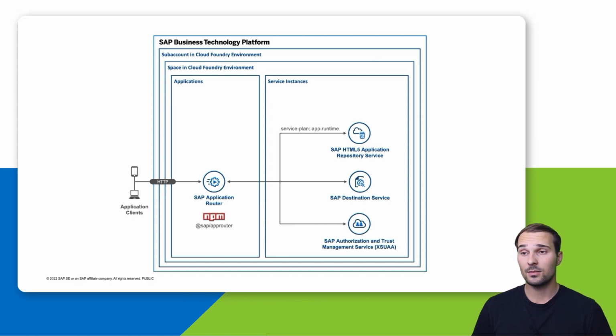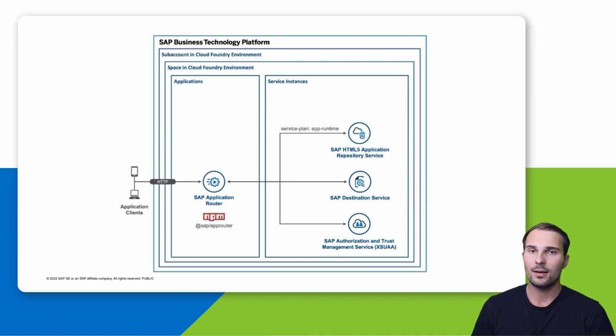Then we're going to connect this SAP Approuter with the SAP HTML5 application repository service, with the destination service, and also with the authorization and trust management service. The destination service, or the instance of that service that we're going to create and use and connect to the Approuter, will hold all the information that it needs to connect to the ABAP backend, right? And in order to be able to connect to that ABAP backend, the users obviously need to be authorized. So that's why we need the authorization and trust management service. And the HTML5 application repository service is there just to host our front-end application.